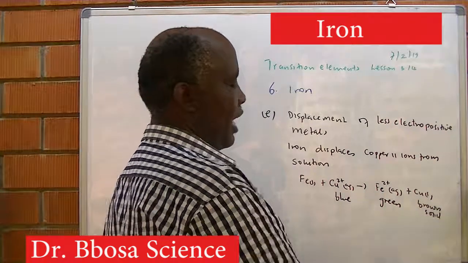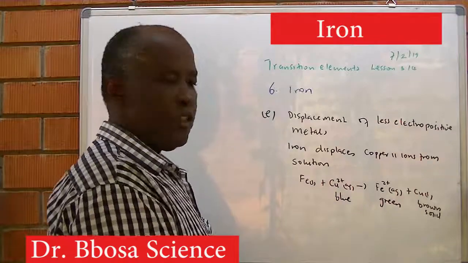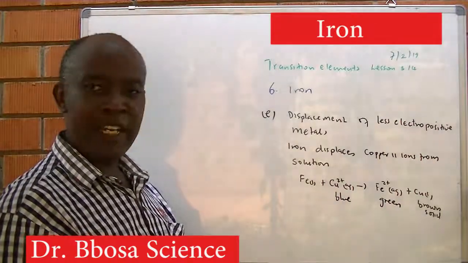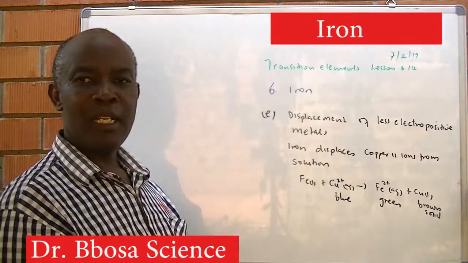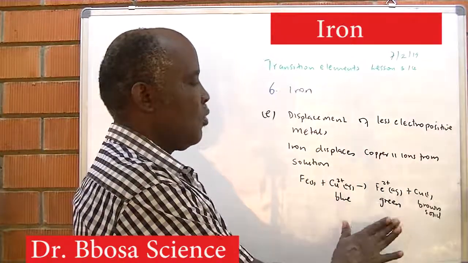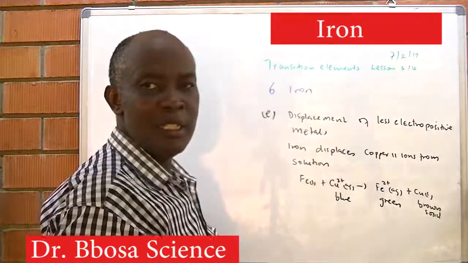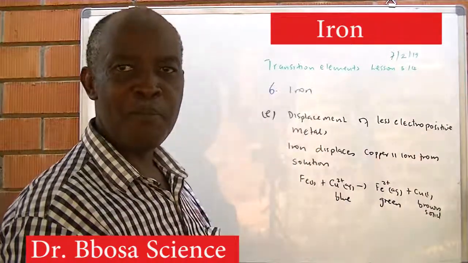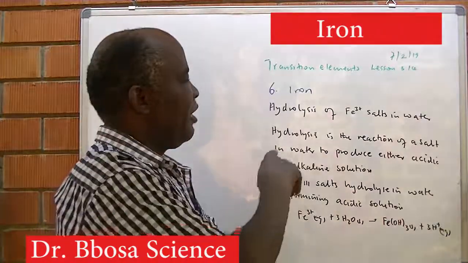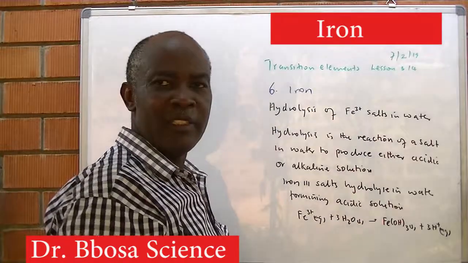solid. So if you are asked what is observed when iron is added to copper(II) solution, the color will change from blue to green, followed by formation of brownish solids or a brownish precipitate. Hydrolysis of iron(III) salts in water.